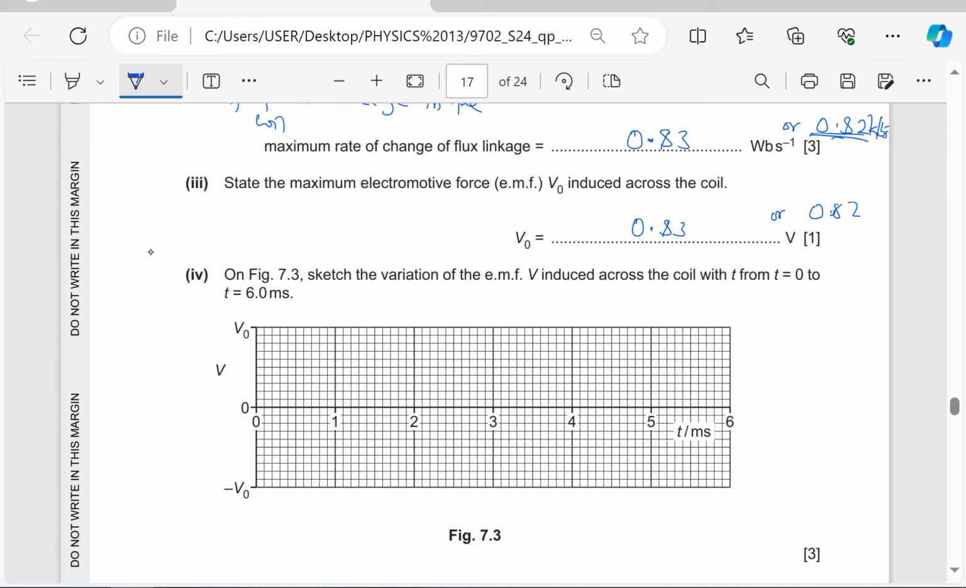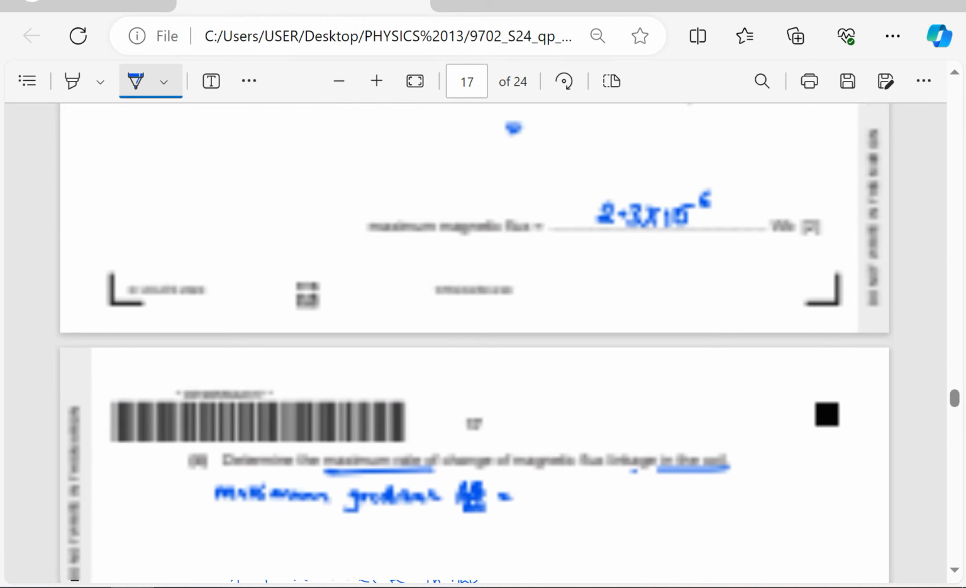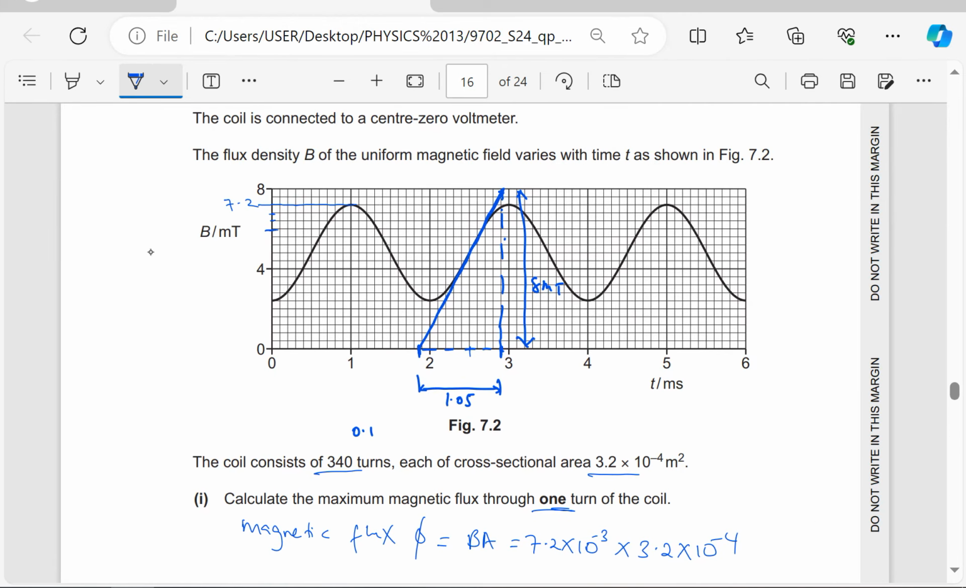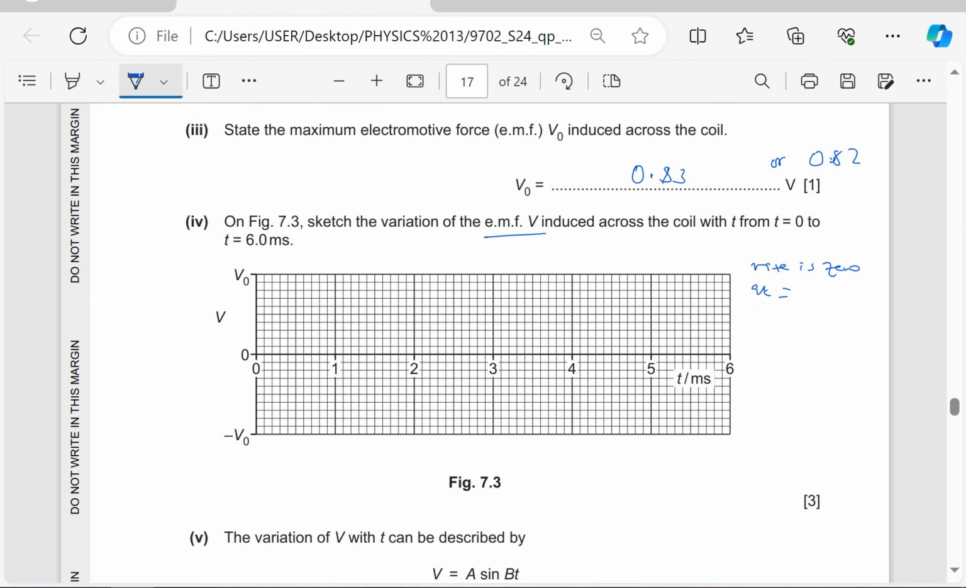Then on the figure, sketch the variation of the EMF V induced across the coil with T from T equals 0 to T equals 6. So remember, the rate is going to be 0 where the gradient is 0. At T equals 0, 1, 2, 3, 4, 5, 6 are the peaks. The gradient is 0, so the rate is 0. So I will say the rate equals 0 at 0, 1, 2, 3, 4, 5, 6.